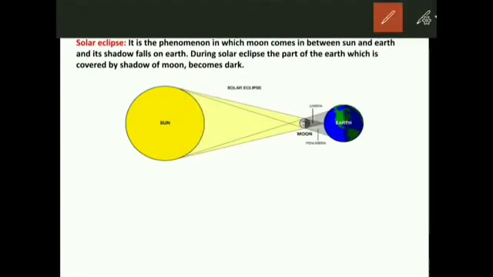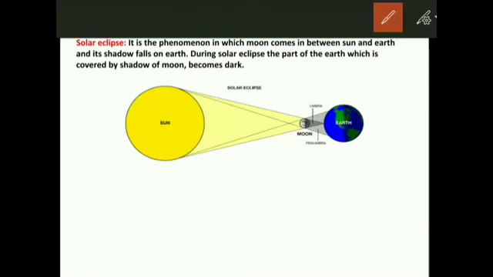During a solar eclipse, the part of the earth which is covered by the shadow of the moon becomes dark. Now this diagram shows a solar eclipse. What is happening out here? There's the sun, the moon and the earth, and they all are in a straight path. The moon comes in between the sun and the earth. So if the moon comes in between the sun and the earth and they are in a straight line, a solar eclipse occurs.